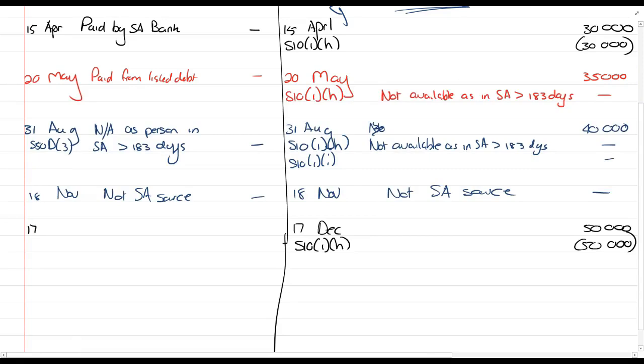Then we go to our withholding tax, 17 December. This is 50,000 rands. There must be withholding tax unless the person was in South Africa more than 183 days, or has a permanent establishment, or it is paid by a bank or government, or is a debt. None of those is applicable. So 50,000 times 15%.